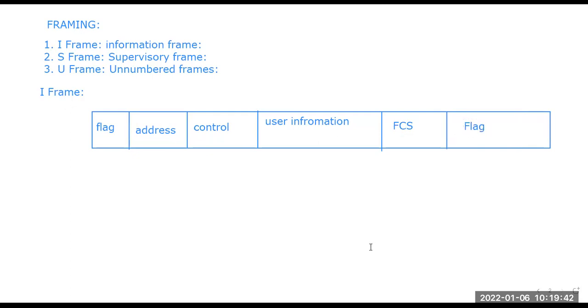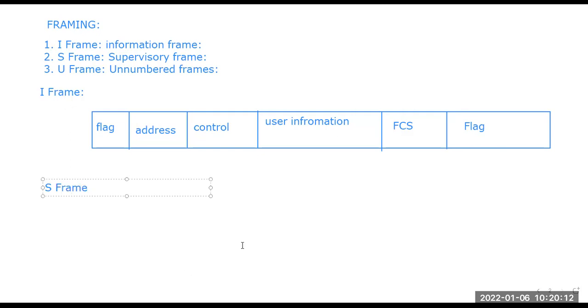So this is the format for the I frame. Flag, address, control, user information, FCS, flag. This is the total format for the I frame, right? Similarly, if we go for the S frame, the format of the S frame is the same: flag, address, control. The user information will not be there. Only FCS and flag.